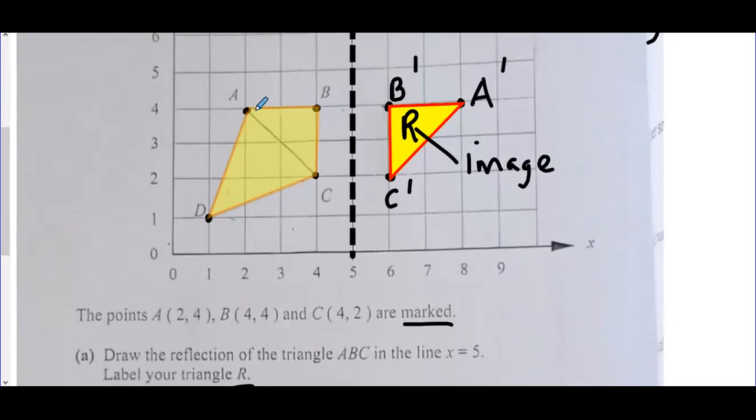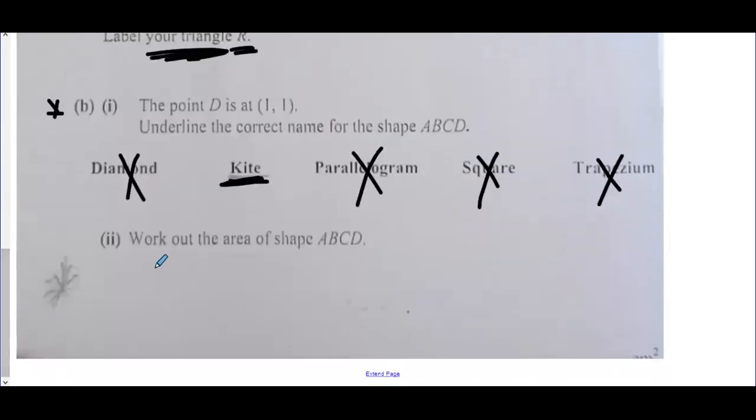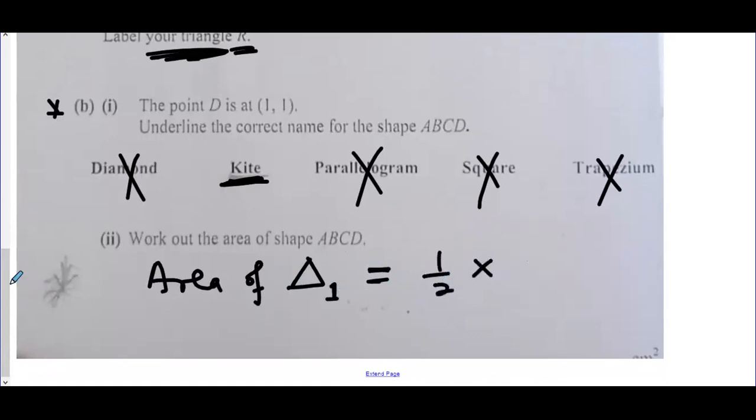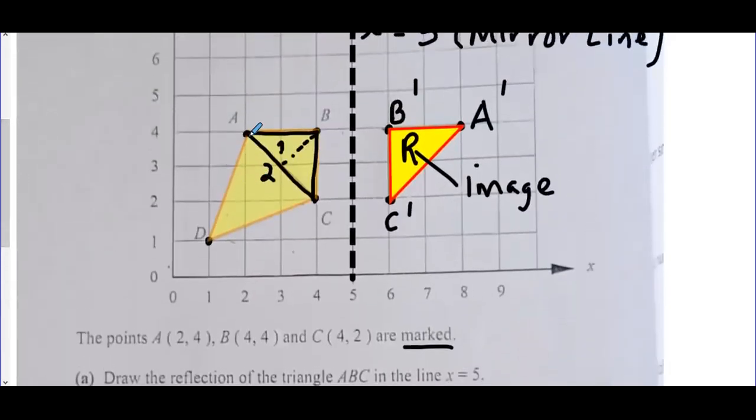The first triangle is this triangle here, which is 2 boxes by 1 box, meaning the base is 2 and the height is 1. So the area of triangle 1 will be equal to a half times the base. You can clearly see that the base is 2, and why 2? Because from here to here is 2 boxes.